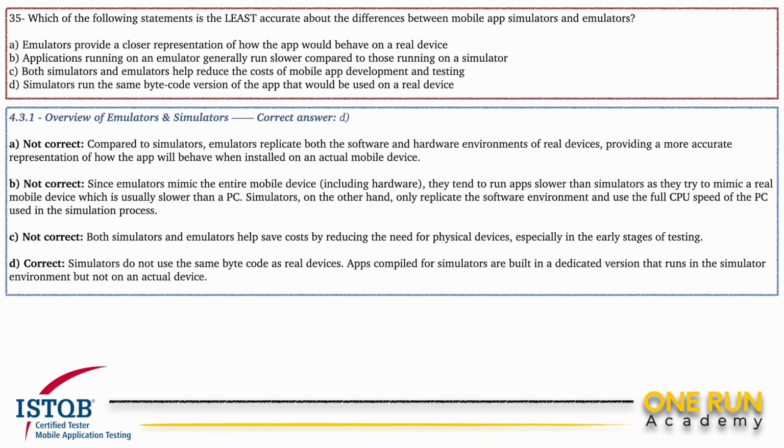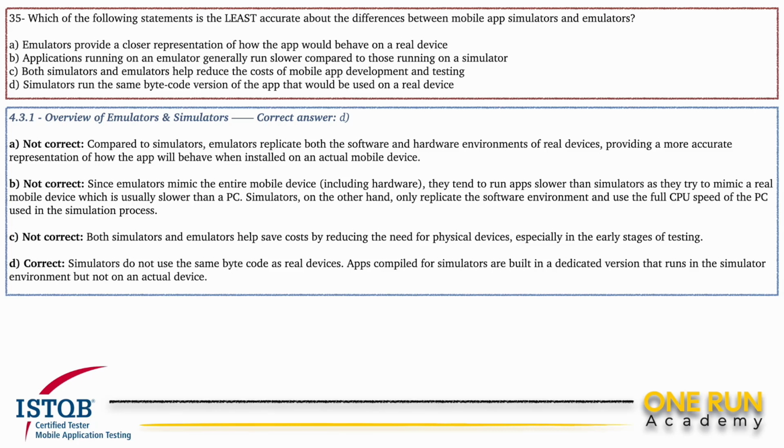Now we're left with option D, which should represent an inaccurate statement. Option D says, simulators run the same bytecode version of the app that would be used on a real device. Finally, an incorrect statement. Simulators do not run the same bytecode as what would be used on a real device.